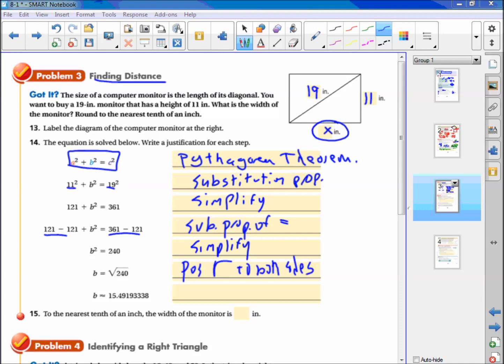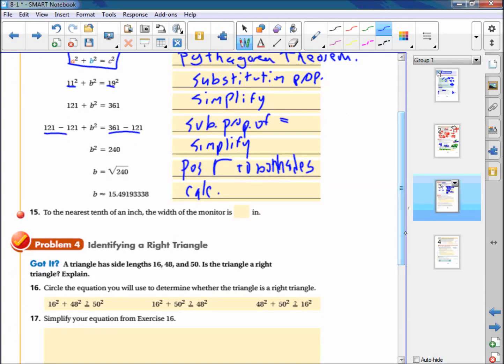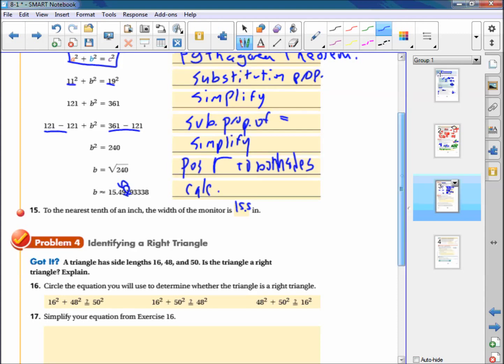All right, and then we use the calculator to simplify the last part. So positive square root to both sides, and then this is a little calculator work. Okay, so to the nearest tenth, how wide is our monitor? So remember, we look back to the hundredth spot, which is 2 decimals back, and this 9 will tell us to make that 4 get 1 bigger. So our monitor will be 15.5 inches, about. Okay. All right, problem number 4.